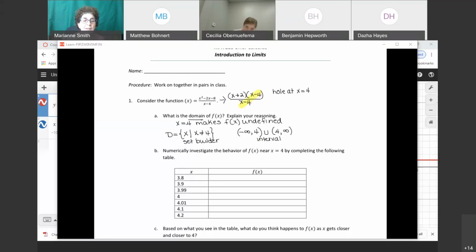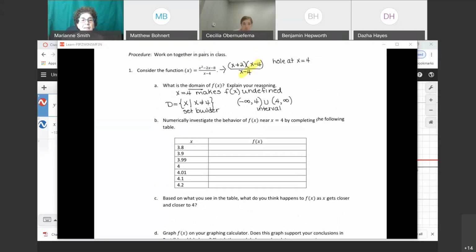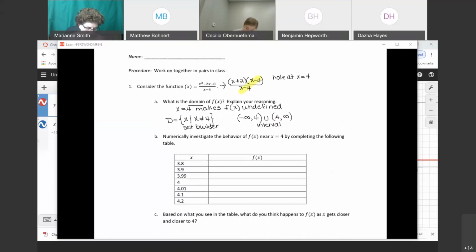So again, what I would do is type this function into my calculator, and then use the table feature, and it would give me values like this. Here is where I'm approaching 4 from the left. In other words, I'm below 4 and I'm approaching it from the left. Here's where I'm approaching 4 from the right. That means I'm higher than 4 and I'm coming down towards it. And here are the values. I'll just save you some time.